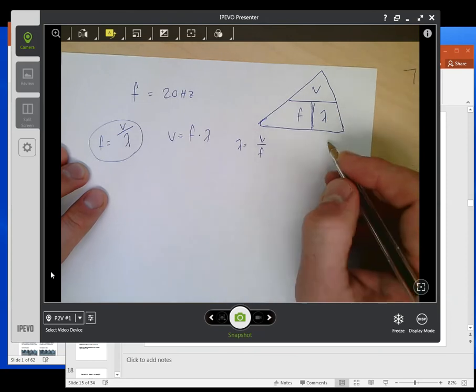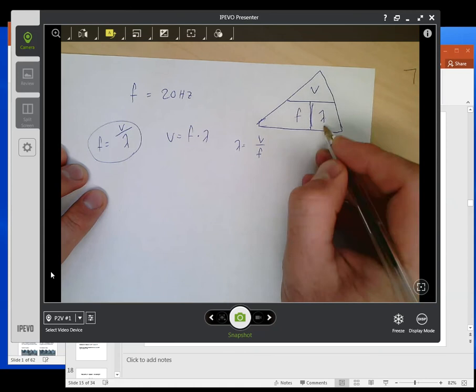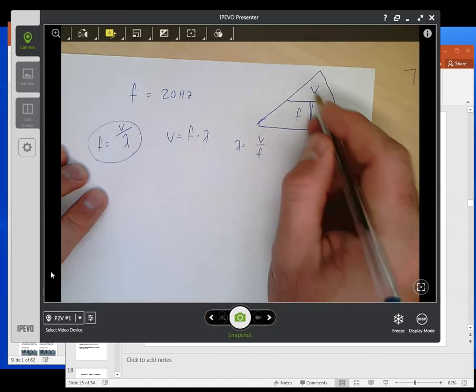So the way you can use this triangle is basically V is equal to F times lambda, because they're next to each other. F is equal to V over lambda, just like this one, because V is on top of the lambda.